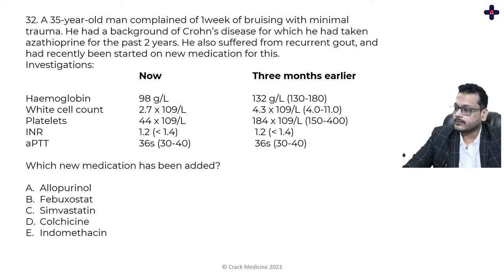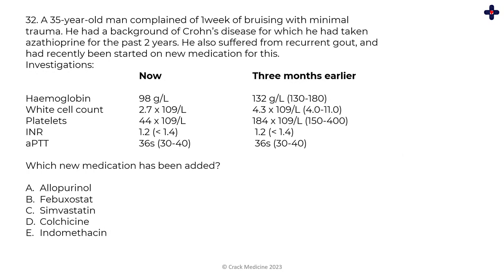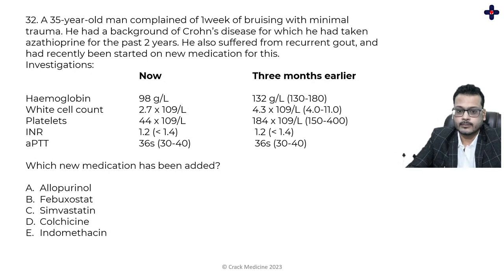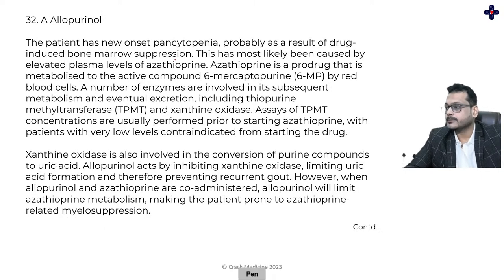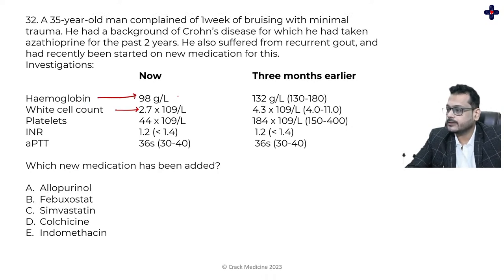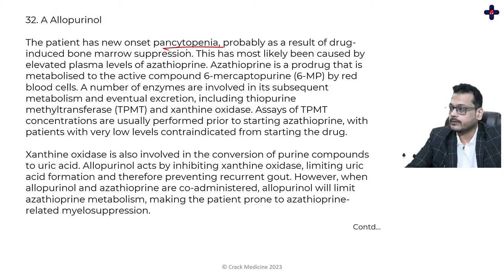Moving on to the last question of the evening, and I'll give you 10 seconds for this one. Okay, so the correct answer to this one is A, allopurinol. This patient has new onset, you can see here, everything is low, right? Platelets are also fairly low, less than 50. So this is a new onset pancytopenia, okay? Drug-induced bone marrow suppression.